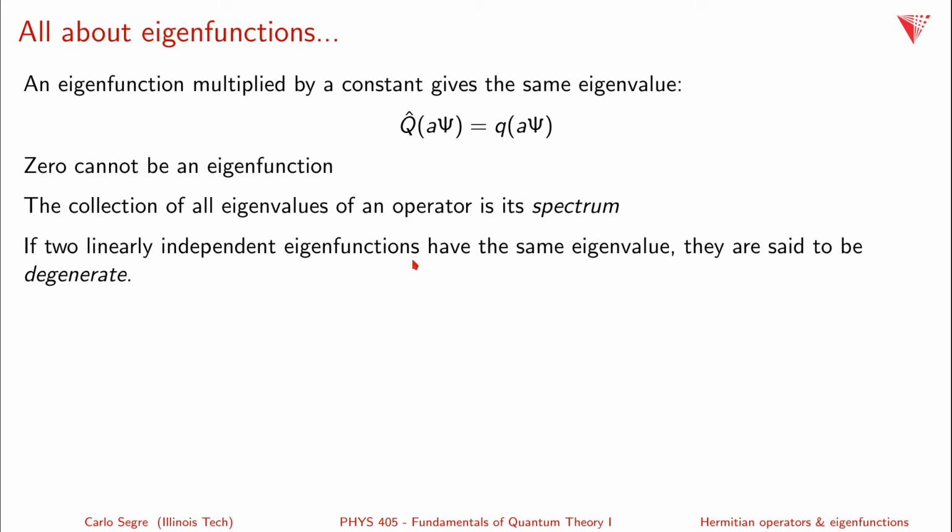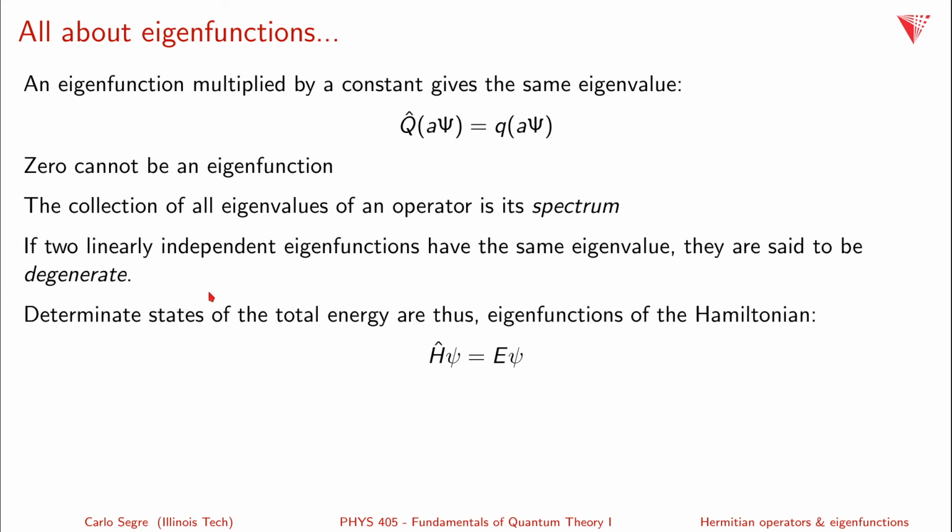If two linearly independent eigenfunctions have the same eigenvalue, they're said to be degenerate. And remember that you can prove that for one-dimensional functions, you cannot have degenerate states. But this is not the case in 3 dimensions. So you can have degenerate functions in 3-dimensional space.